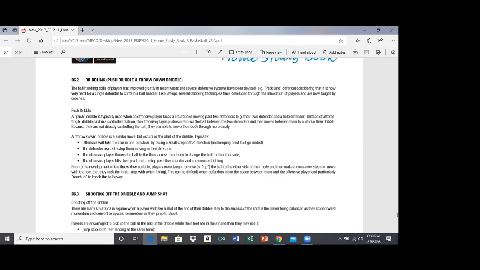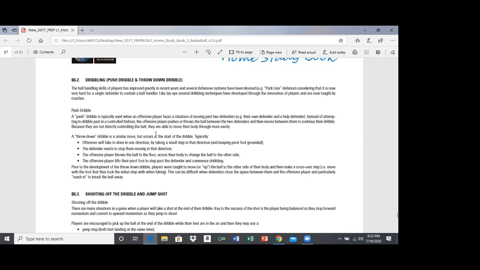Prior to the development of the throwdown dribble, players were taught to move or rip the ball to the other side of their body and then make a crossover step, i.e., move the foot that they took the initial step with when faking. This can be difficult when defenders close the space between them and the offensive player and particularly reach in to knock the ball away.